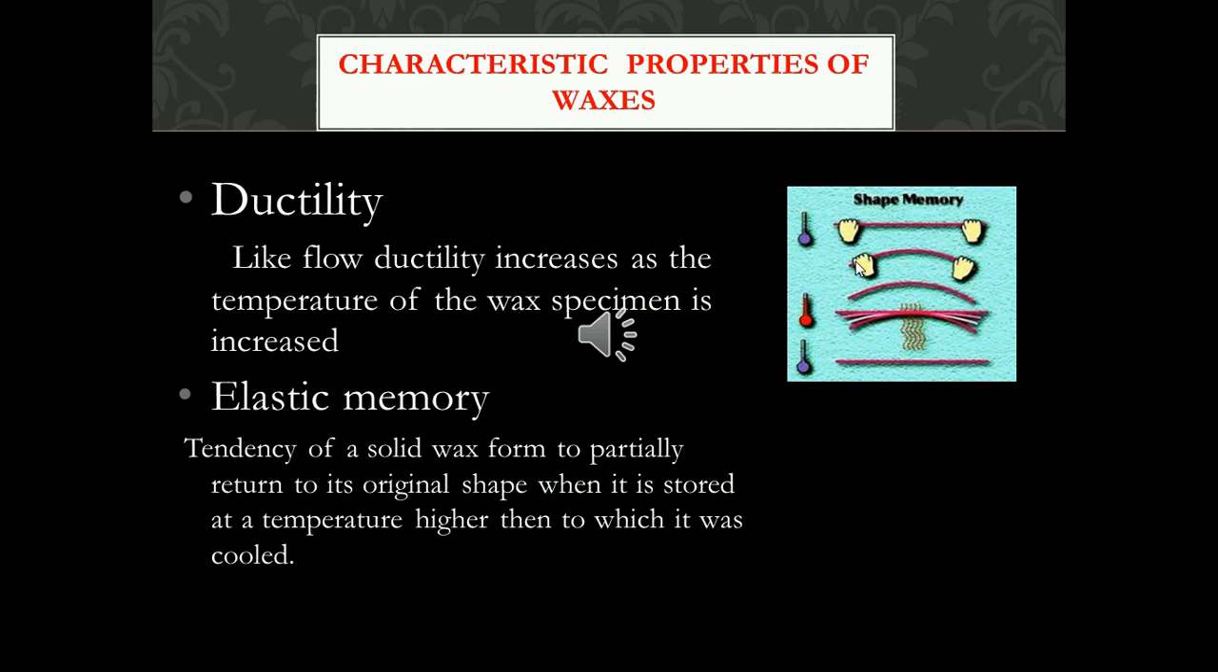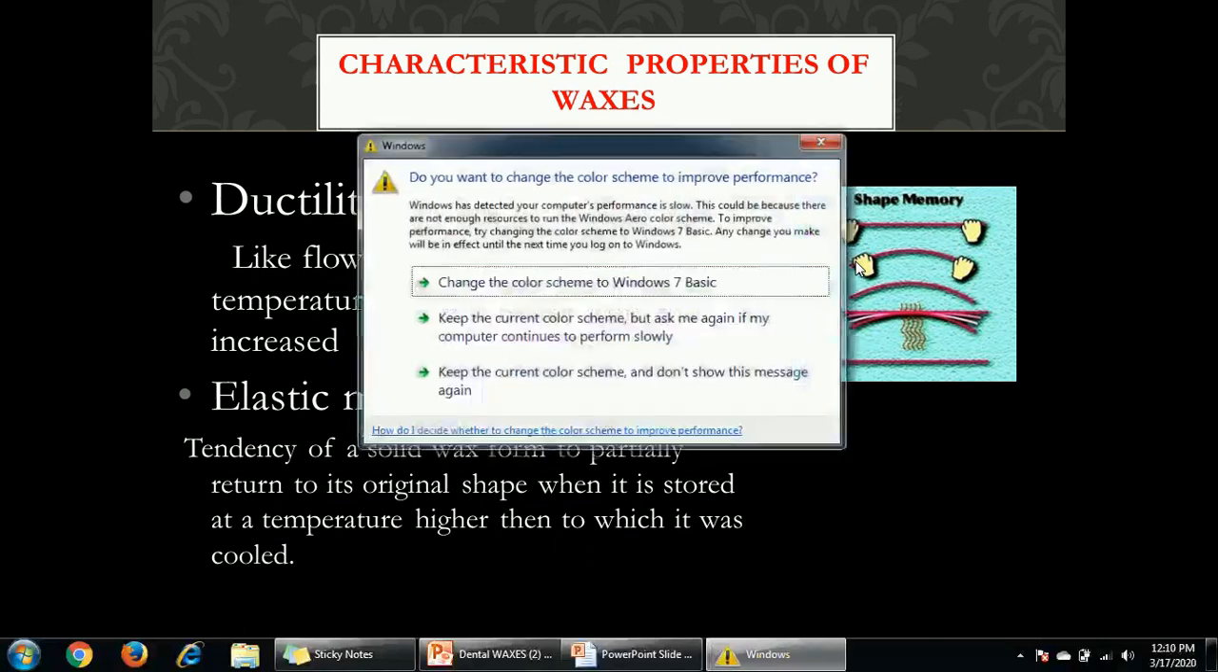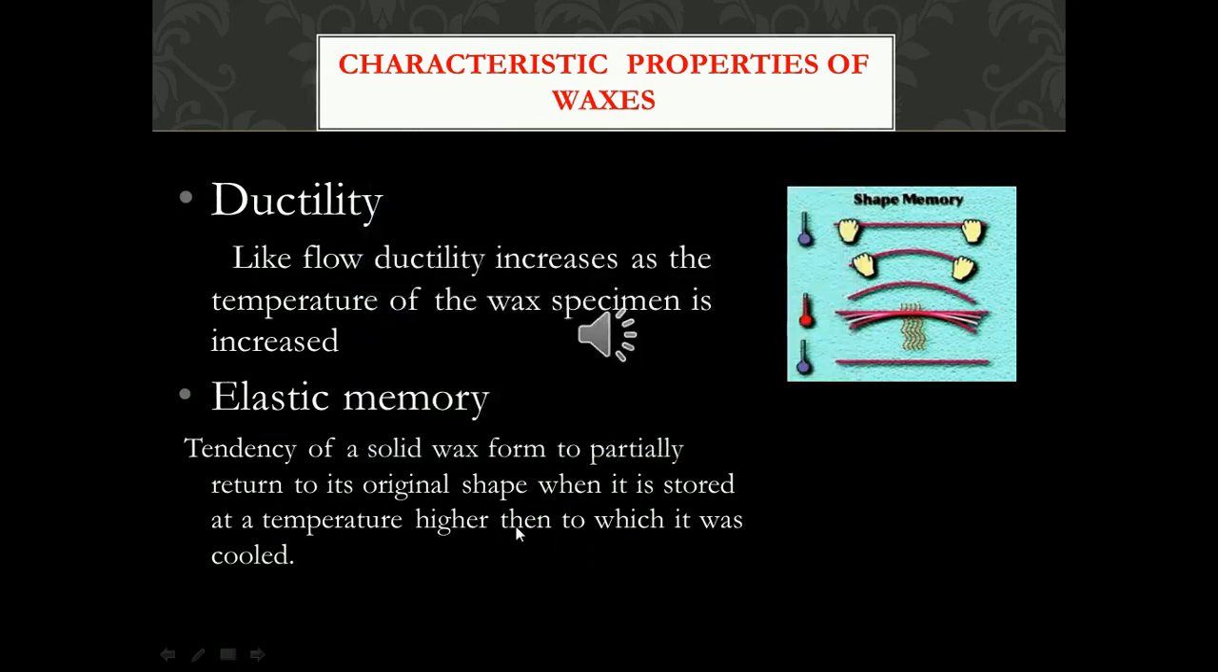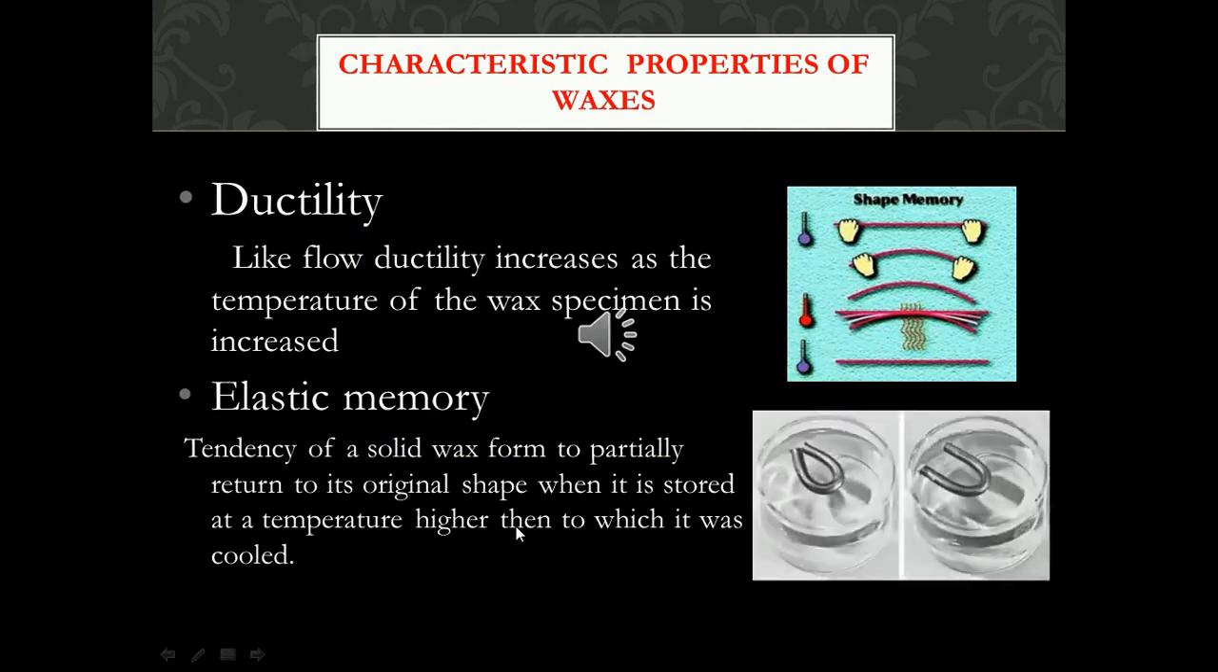Another unique property of waxes is that they have elastic memory. They have an inbuilt or natural memory, so that when they are given a particular shape and are stored at a temperature higher than that at which they were cooled, they return to that original shape. As you can see from the picture, this is a horseshoe shaped wax. When it is placed back into this fluid, which is probably water, at a temperature higher than that at which it was cooled, it returns to its original U shape.